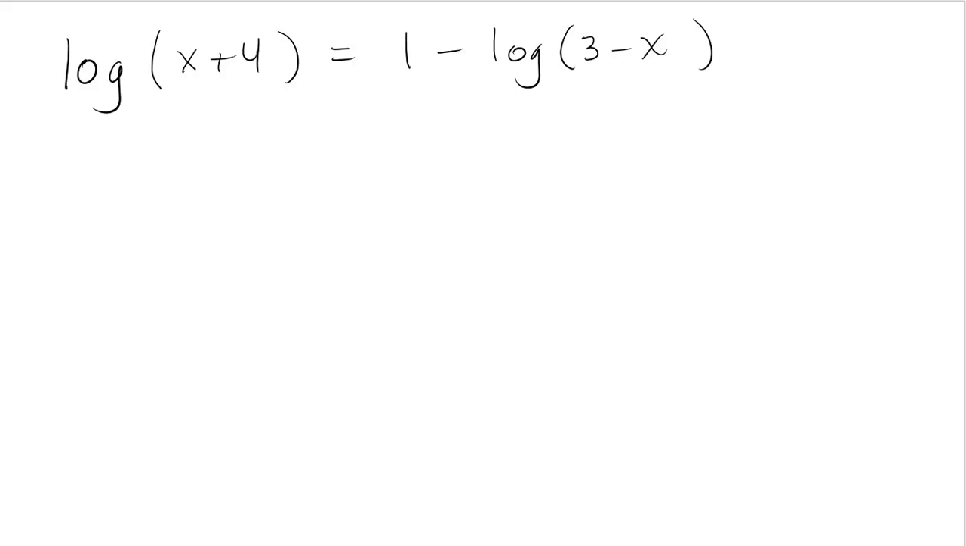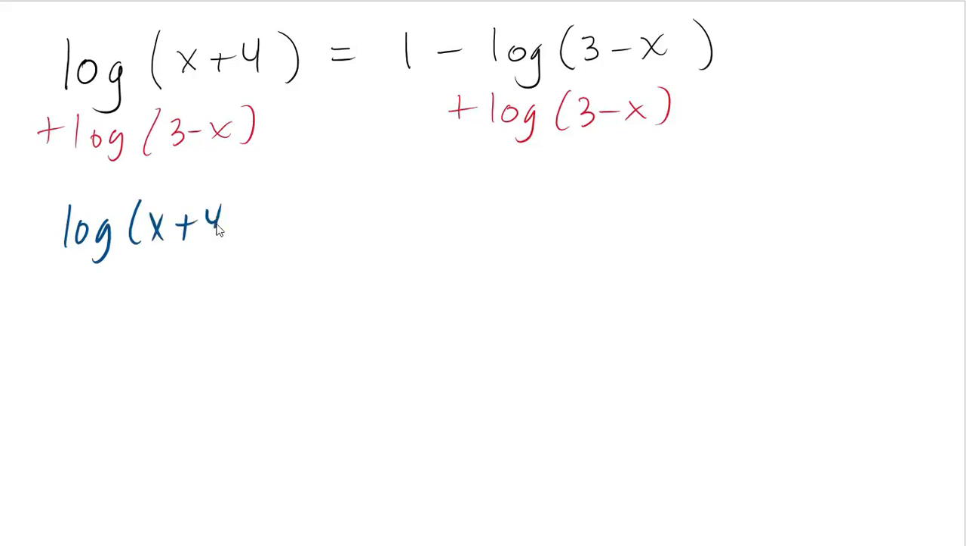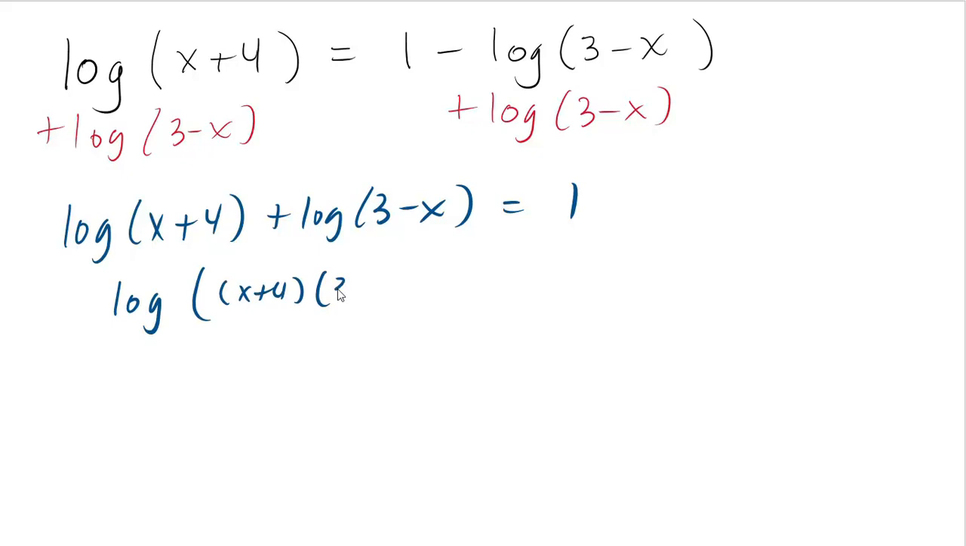This example says the common log of x plus 4 equals 1 minus the common log of 3 minus x. Well, we haven't seen anything like this before, but if we were to move the log of 3 minus x to the left side and rewrite that as the sum of these two logarithms, well, now we have done problems like this before. We know that we can multiply these inputs. So this is the common log of x plus 4 times 3 minus x.